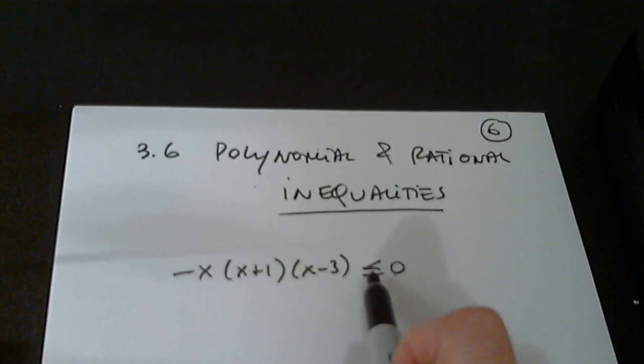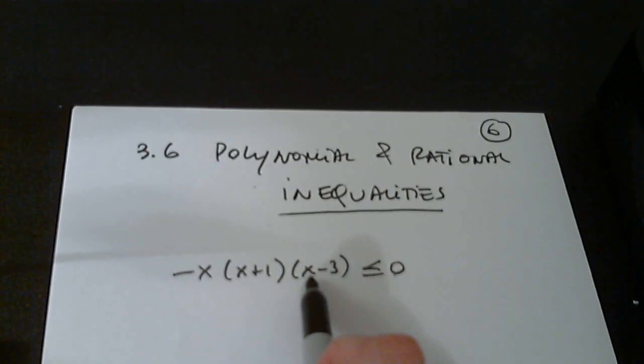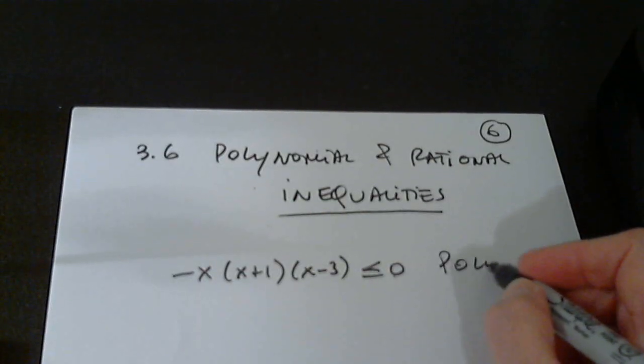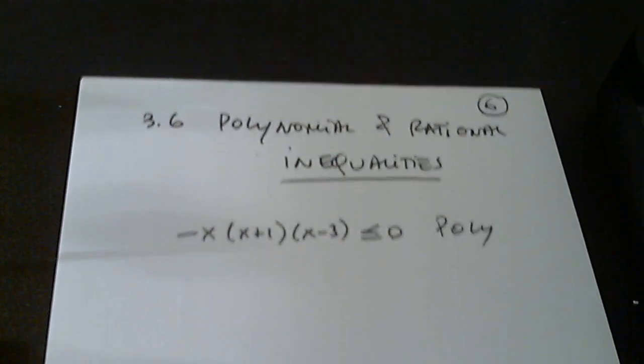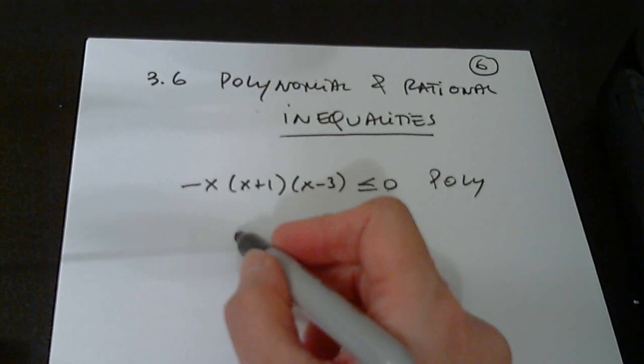So 3.6, the last section of chapter 3, polynomial and rational inequalities. So what is a polynomial inequality? This one. So this is a polynomial inequality of degree 3, as you see, x times x times x. So this is polynomial. How will a rational inequality look like? Here it is.